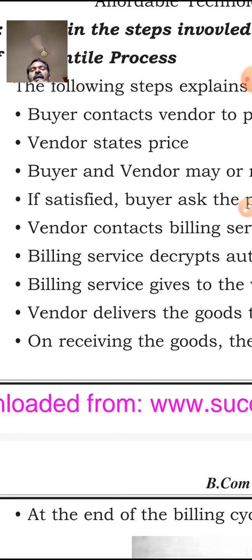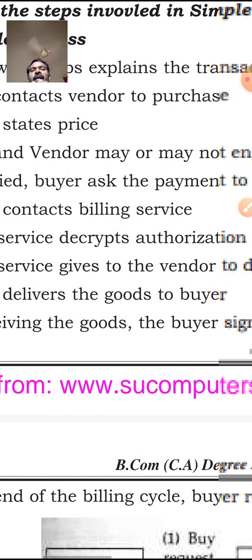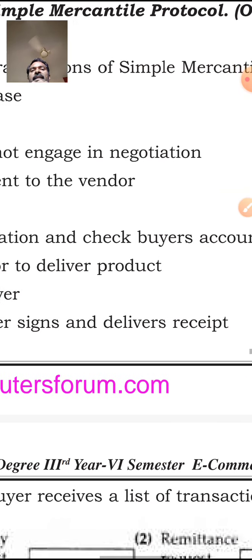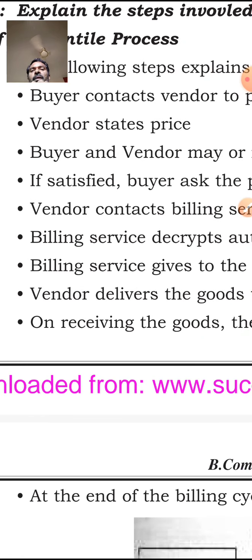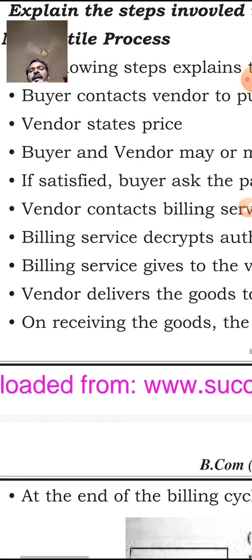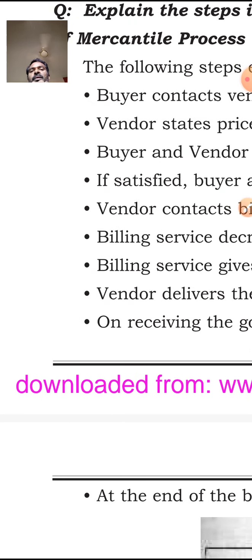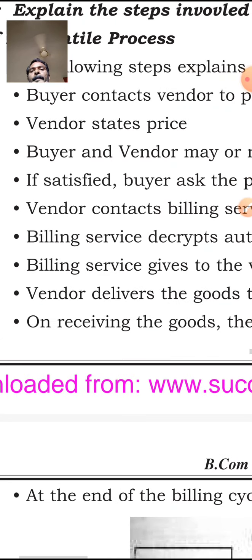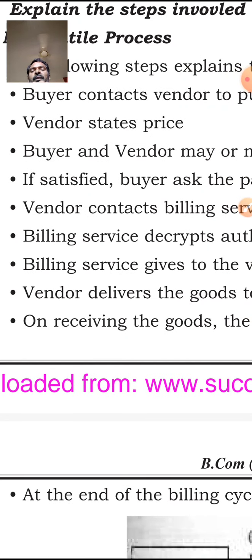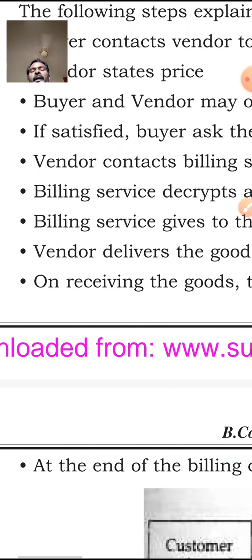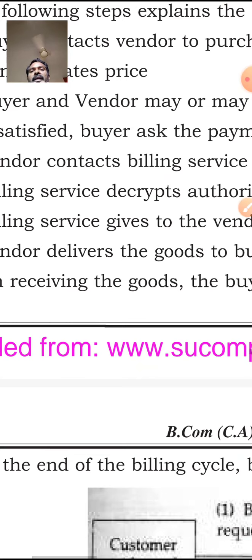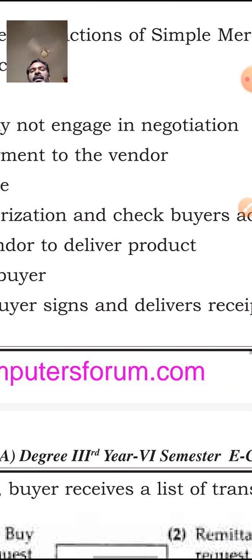After receiving the price list, that means the quotation, the buyer and the vendor may or may not engage in negotiation. After verification of the price list, if he is satisfied with the vendor's price list, he decides to buy the products. If satisfied, the buyer asks the vendor about payment.